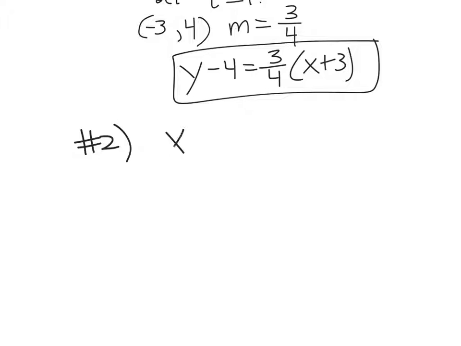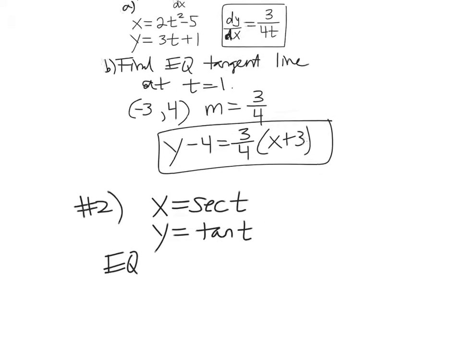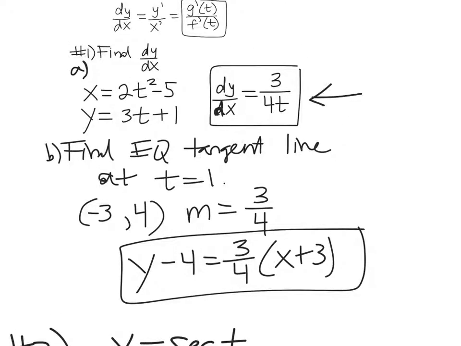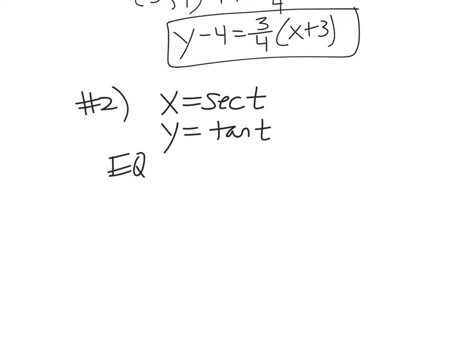So suppose that we have x equals secant t and y equals tangent t. And we want to find the equation of the tangent line. Different tangents, isn't that weird? Like there's a trig tangent. Yep, derivative always gives you slope of the tangent. All right, we're going to find the equation of the tangent line, different than trig tangent, at t equals pi over 4.